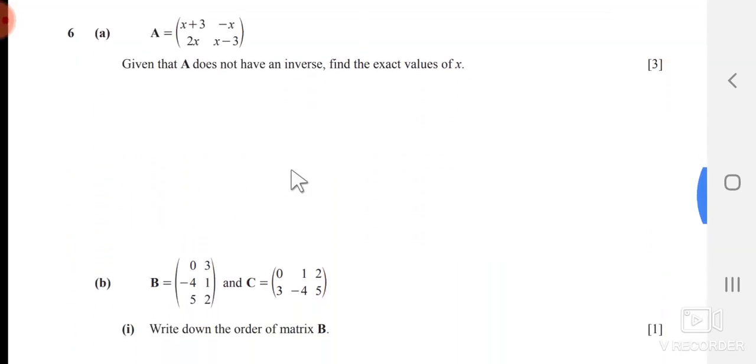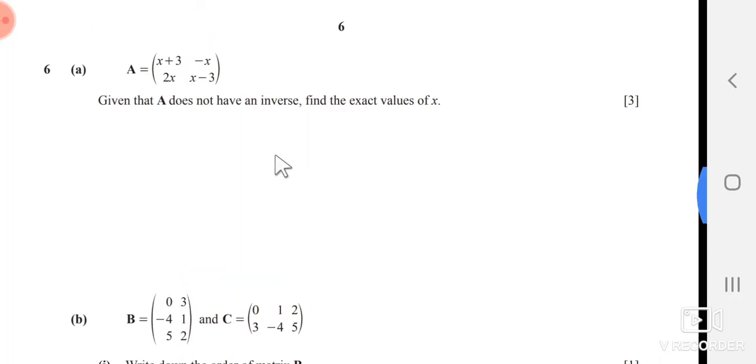Now I'm going to question 6. Question 6 once again is very simple. Given that A does not have an inverse: any matrix which is singular does not have an inverse. A singular matrix means its determinant would be equal to 0. So you first calculate the determinant of this: (x + 3) times (x − 3), this would be x² − 9 − 2x², and put it equal to 0, and this way you can get the exact values of x.